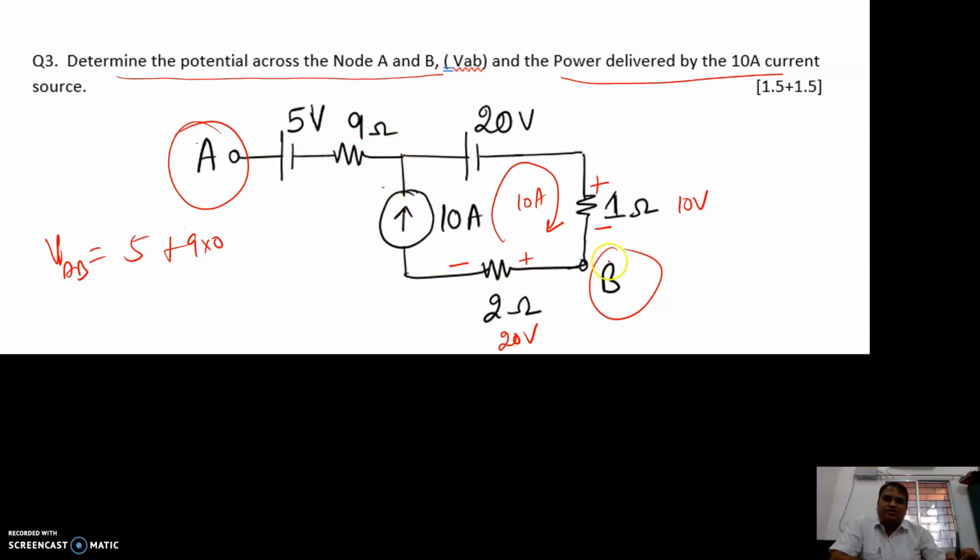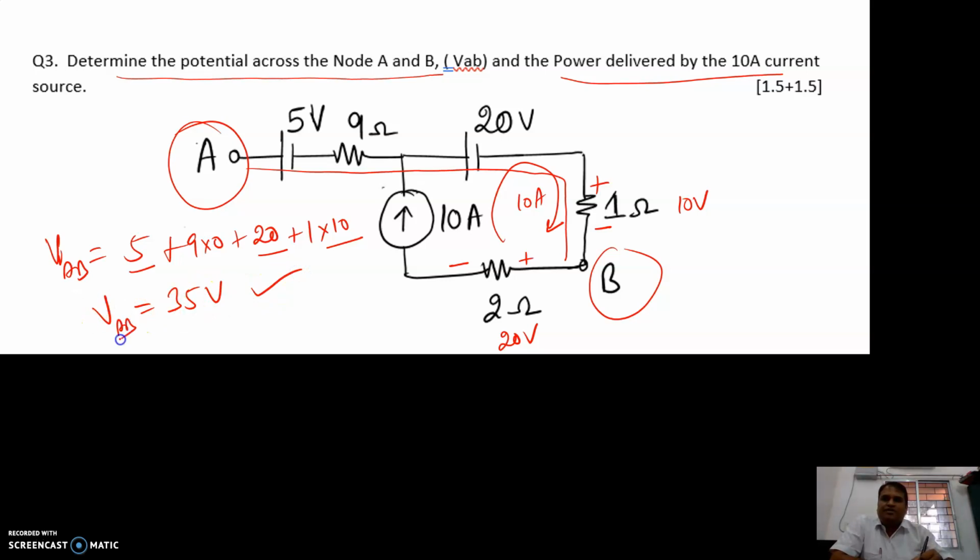We can take this path also, but why go this way if you have a much better path for it? We can take this path in the KVL. Then we have plus 20, then plus 1 into 10, that is 10 volts. This is VAB, right? So we have 5 plus 20 plus 10, and the total is 35 volts.